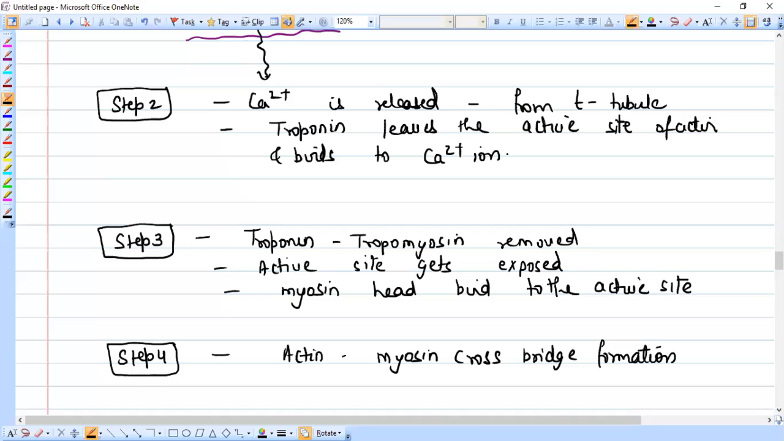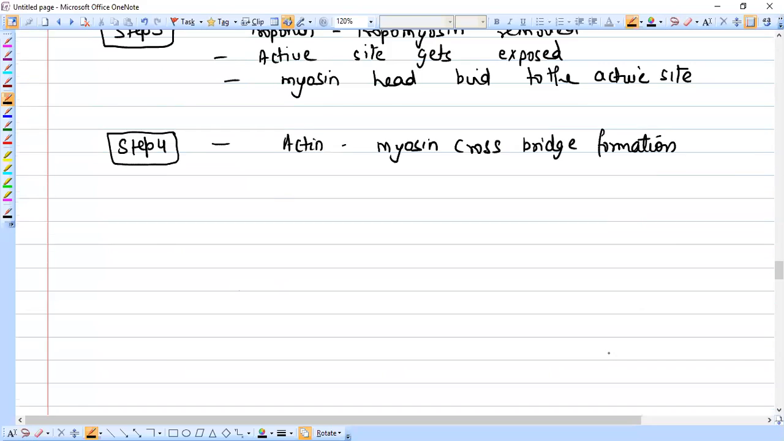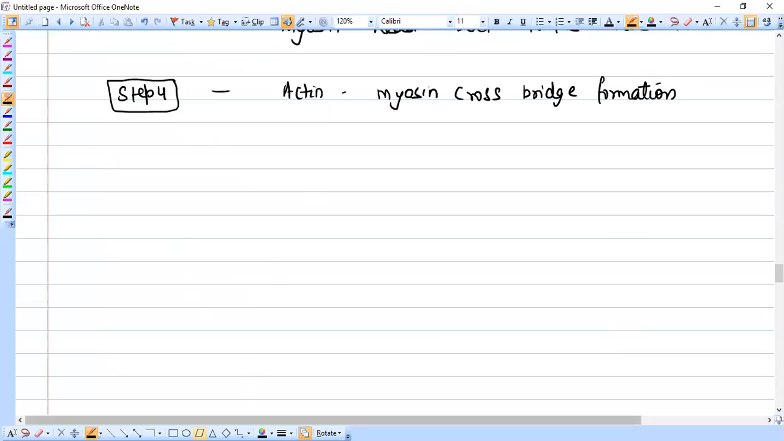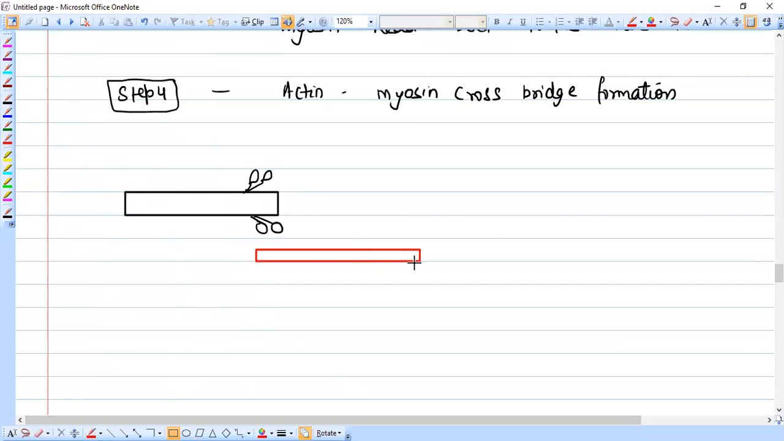So there are many heads binding and taking place. So I can put it in diagrammatic form, just to make things clear. So let us take this to be the myosin. To this there will be a head. So I take this as the head. There will be many heads, but we are drawing only two. And then we draw the actin. So this is the actin.